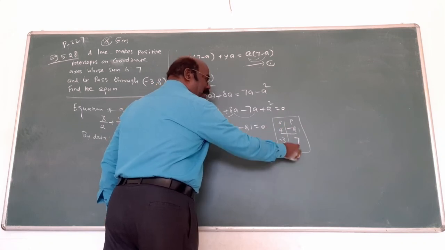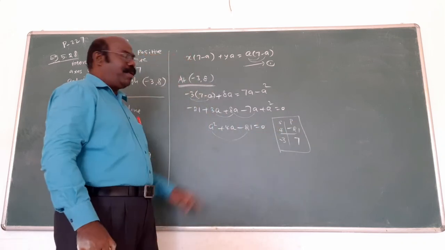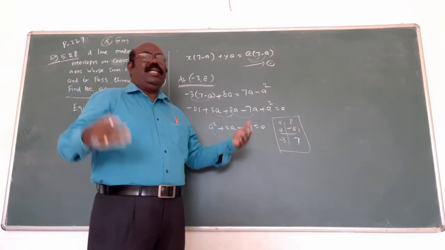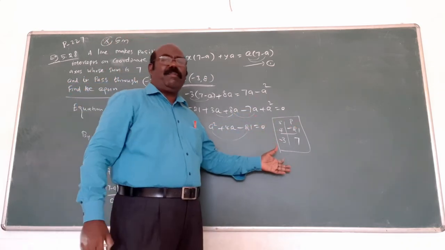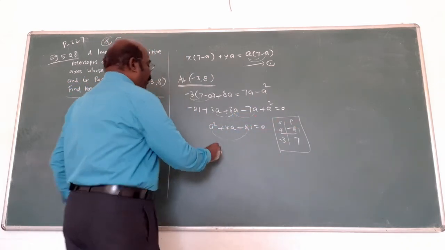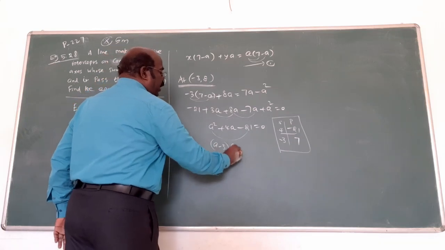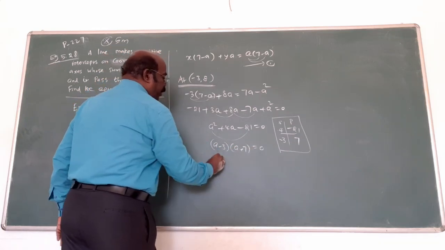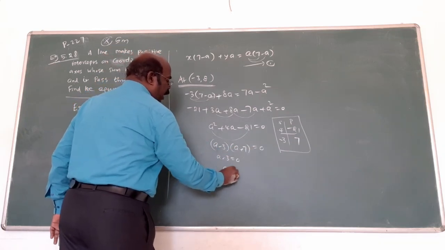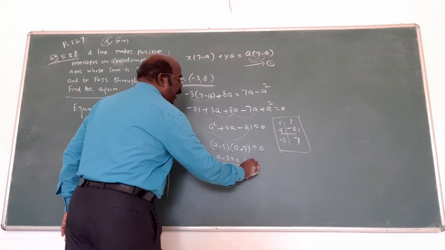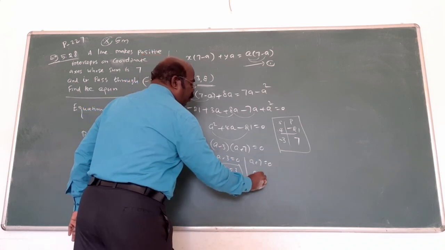Minus 3 into 7 is minus 21. Product of the two numbers is minus 21. Sum of the numbers is 4. What are the numbers? Minus 3 and 7. So your answer is A minus 3, A plus 7 equal to 0. A minus 3 equal to 0, A equal to 3. A plus 7 equal to 0, A equal to minus 7.